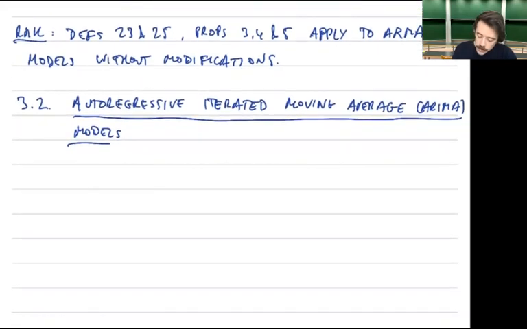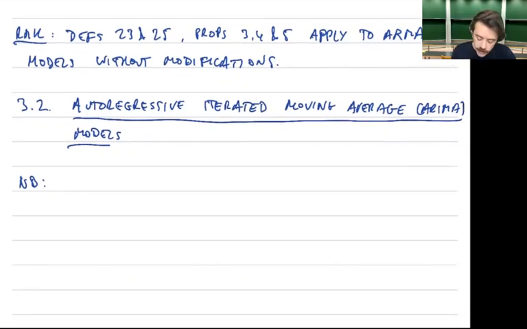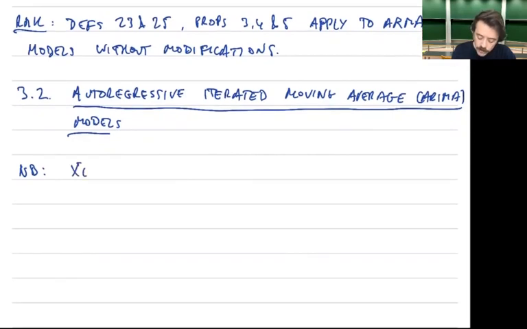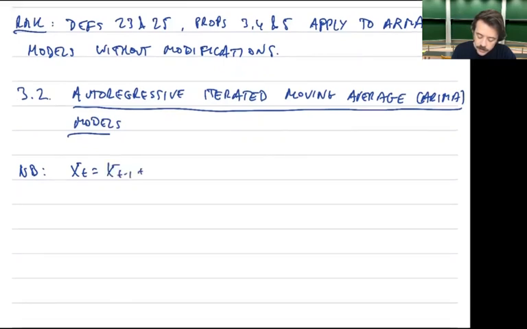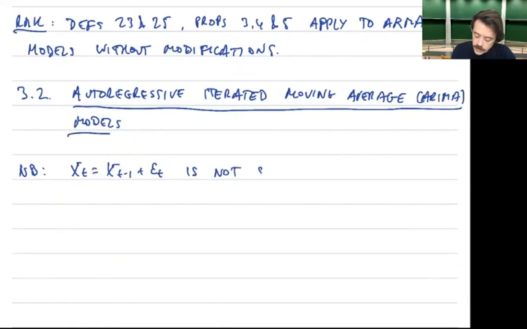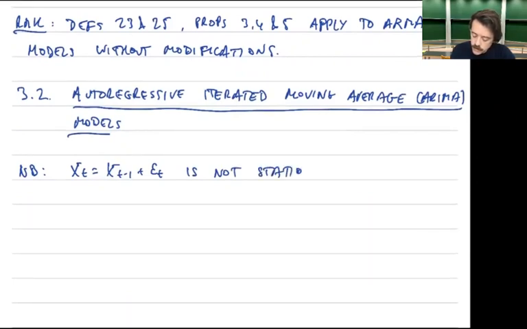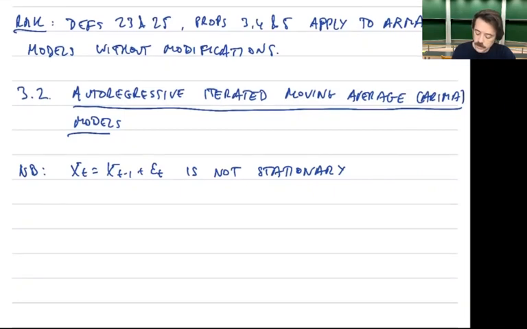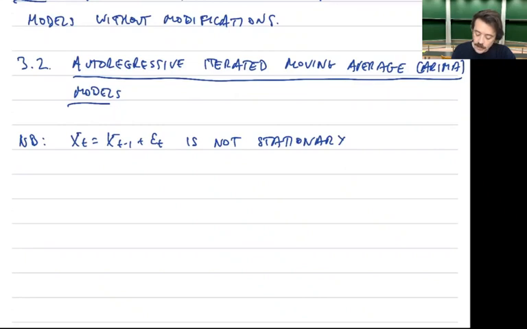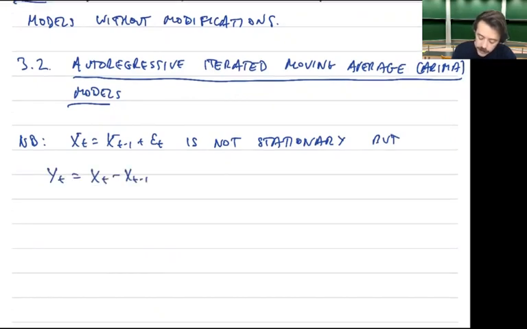Okay, so what's the idea behind these models? Remember from the last theory lecture that the random walk is not stationary. This corresponds to the AR(1) relationship, but we said that it's not possible to have stationarity, and we showed how to argue that. So this is not stationary, but yt equal to xt minus xt-1 is.